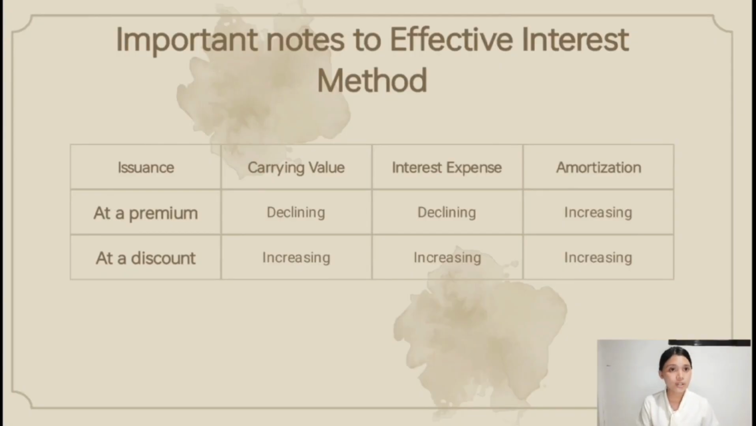I have very important notes to effective interest method. So when bonds are issued at a premium, its carrying value is declining, its interest expense is also declining, and its amortization is increasing. And when bonds were issued at a discount, its carrying value is increasing, its interest expense is also increasing, and its amortization is also increasing.